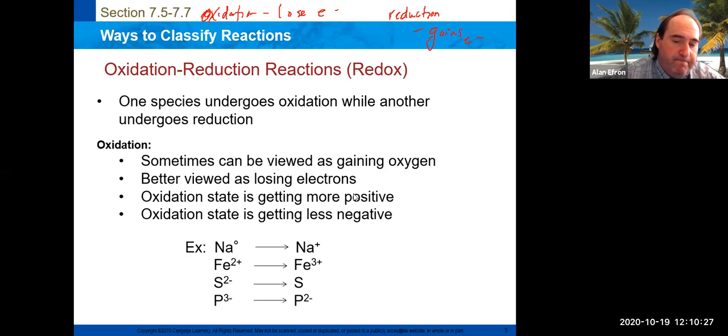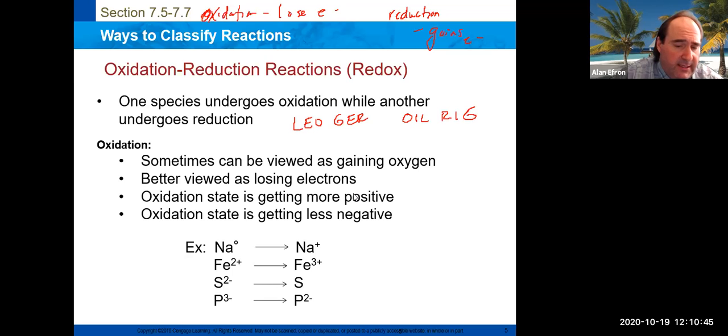One way you can remember that is that sometimes people remember Leo the lion goes grr. Loss of electrons is oxidation. Gaining of electrons is reduction. Sometimes people remember oil rig.